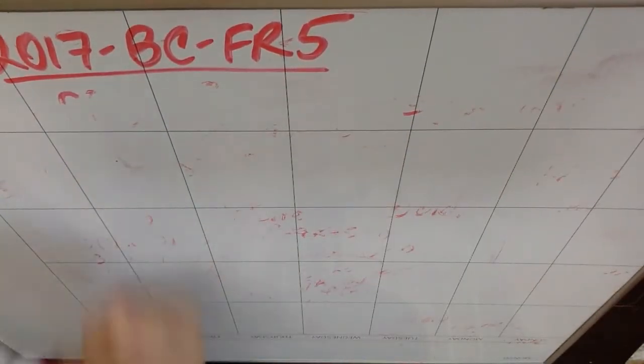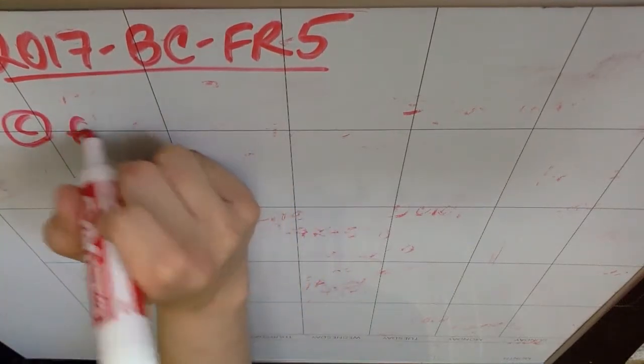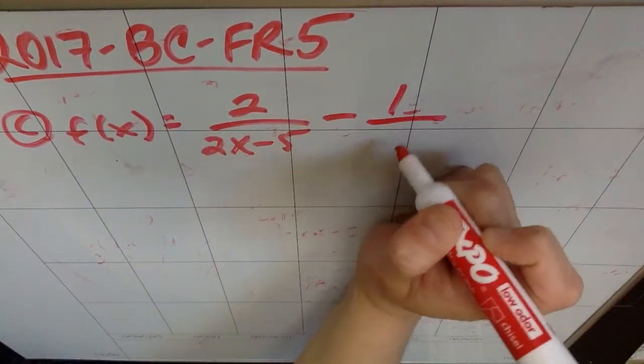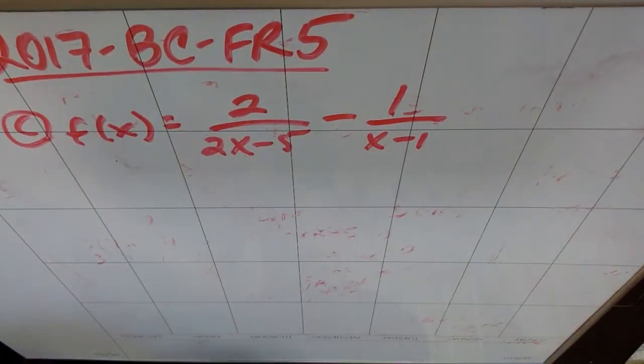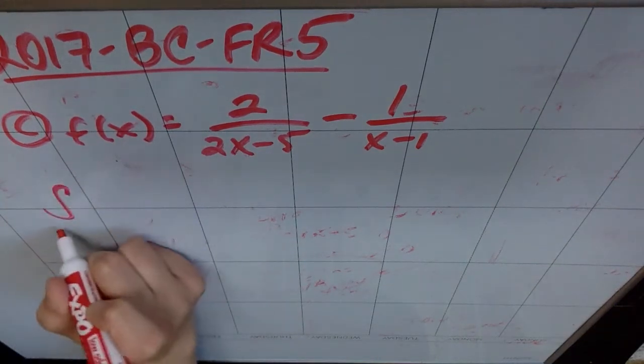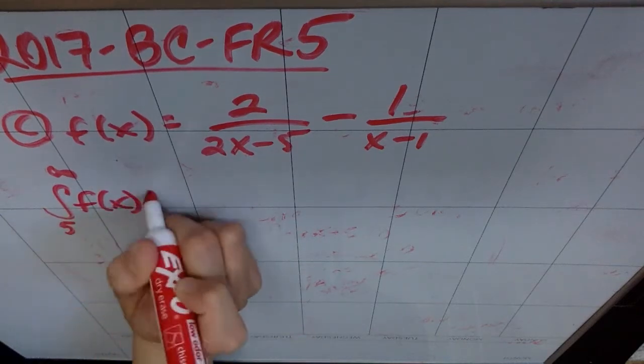All right, so part C. In part C, we are given that f of x breaks down into 2 over 2x minus 5 minus 1 over x minus 1. Cool. They ask us to evaluate the integral from 5 to infinity of f of x dx or show that the integral diverges. So they want us to integrate from 5 to infinity, which is past the asymptotes, right? Because the asymptotes were at 1 and 2.5.